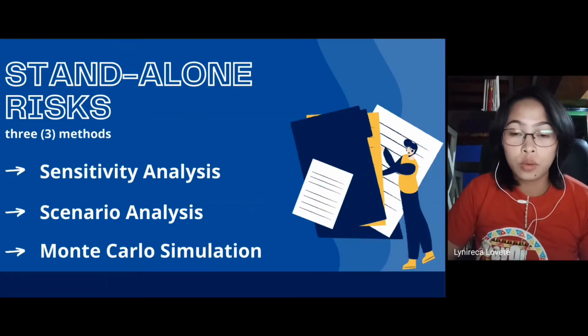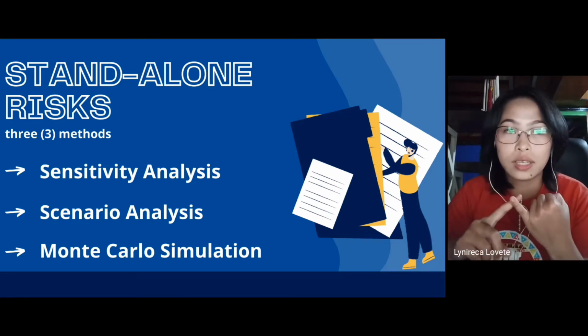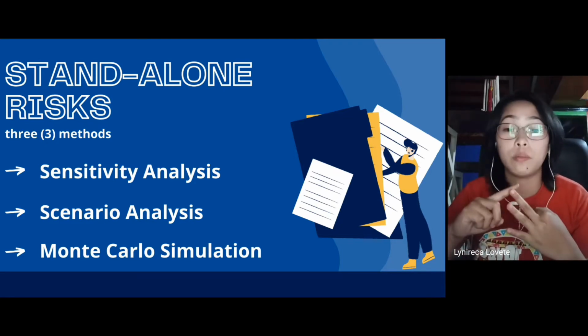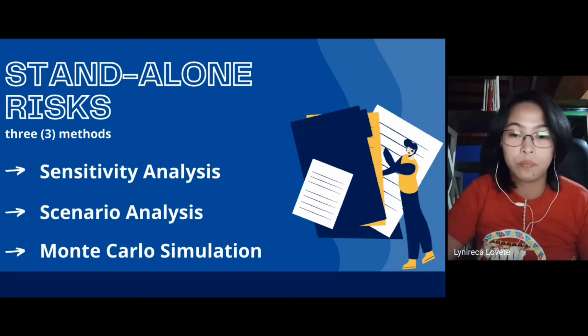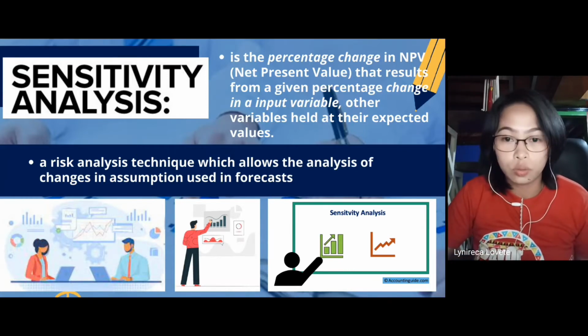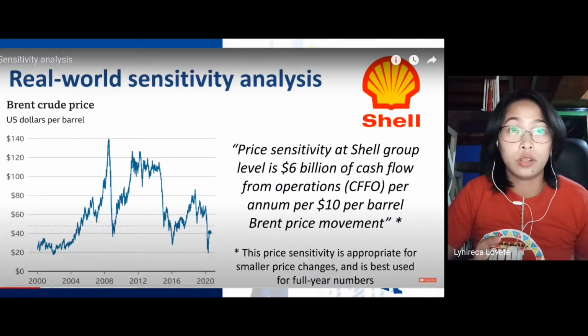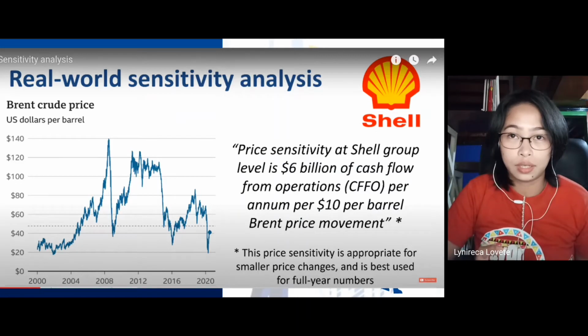So today we will discuss the three methods of risk analysis in standalone risk: sensitivity analysis, scenario analysis, and Monte Carlo simulation. The sensitivity analysis is a technique which allows the analysis of changes in assumptions that is commonly used in forecasting. This is an example of the sensitivity analysis.